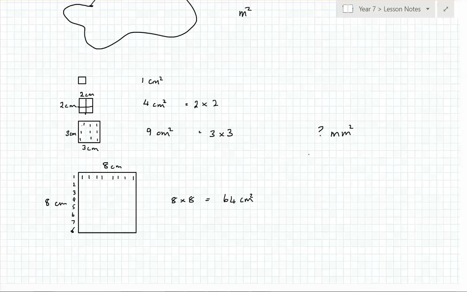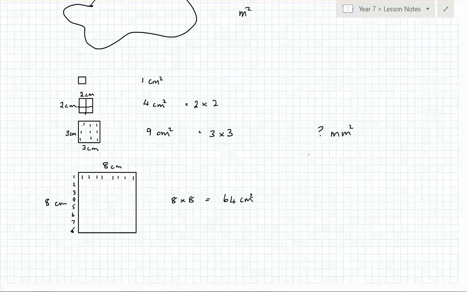Right. Go on, what do you reckon, Dylan? I'm gonna say that each square has 4 millimeters in it. Why 4? Because 4 is an even number and you can split it.